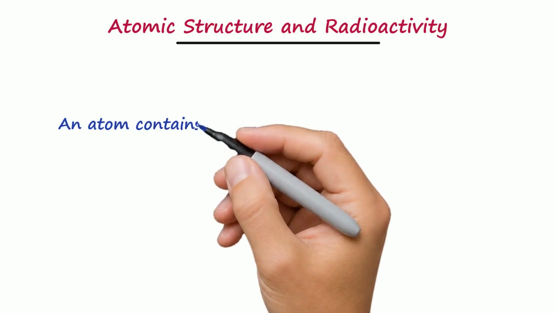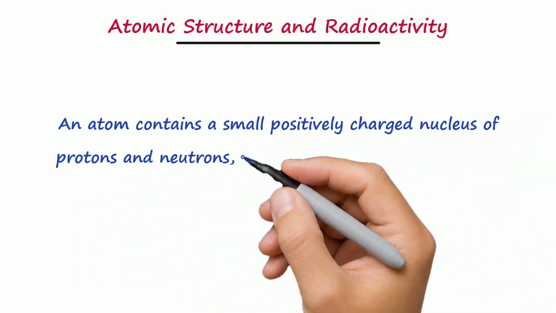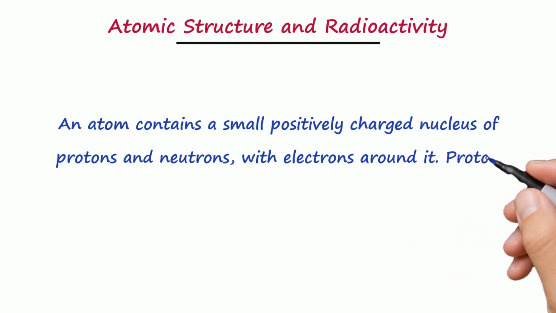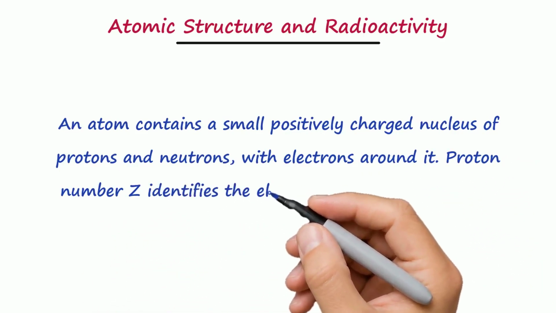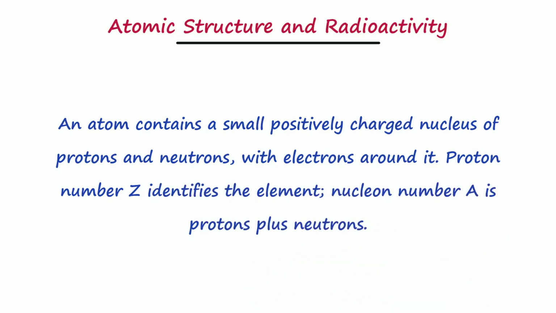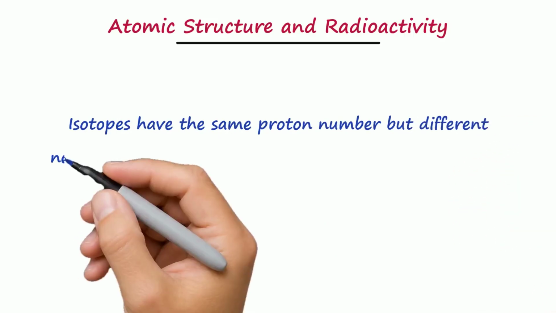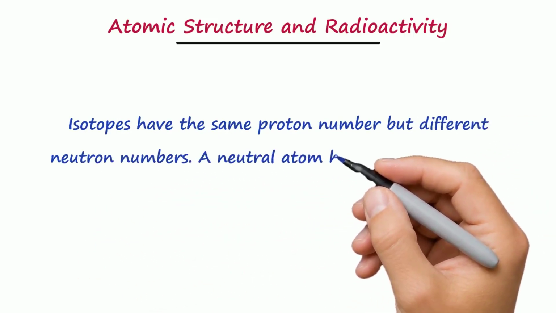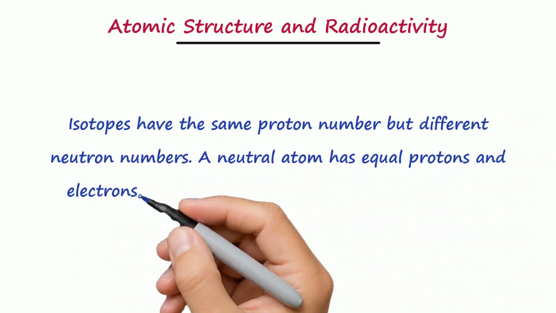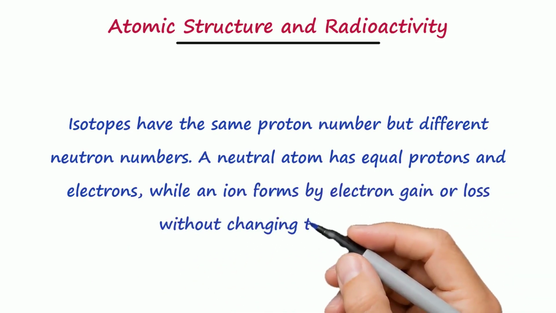An atom contains a small positively charged nucleus of protons and neutrons with electrons around it. Proton number Z identifies the element, nucleon number A is protons plus neutrons. Isotopes have the same proton number but different neutron numbers. A neutral atom has equal protons and electrons, while an ion forms by electron gain or loss without changing the nucleus.